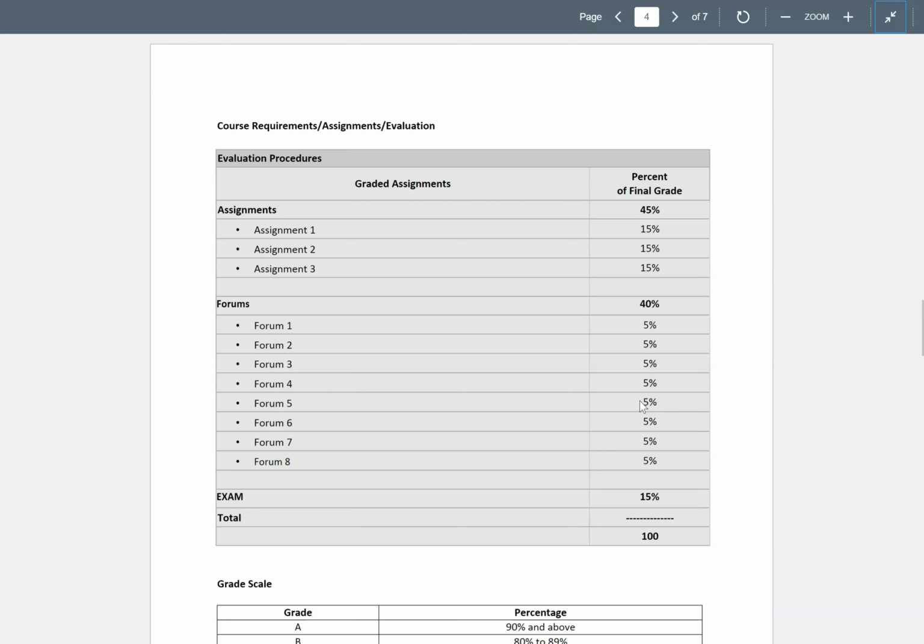Guys, on the forums, I'm expecting you to follow the directions in the forum and not just give me your opinion. Give me your opinion and cite something to back it up. There is a rubric attached to each discussion. I expect you to know that because that's what you're going to be graded by.